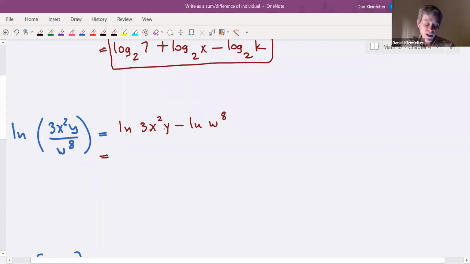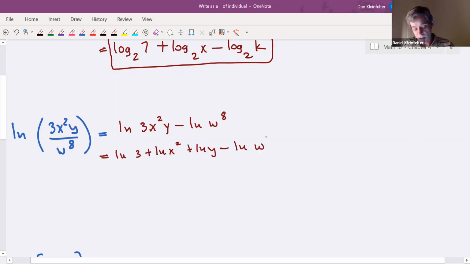Because I'm here trying to show you, I'm going to show all the steps. So if you wish to skip ahead, I'll never know. So here we have a product of 3 terms first. So I'm going to write that as natural log 3 plus natural log x squared plus natural log y minus that natural log w8.